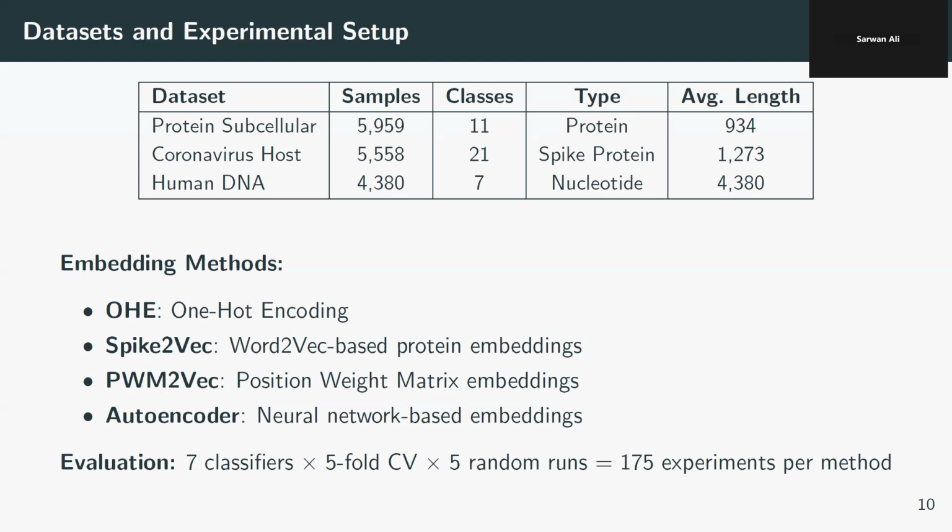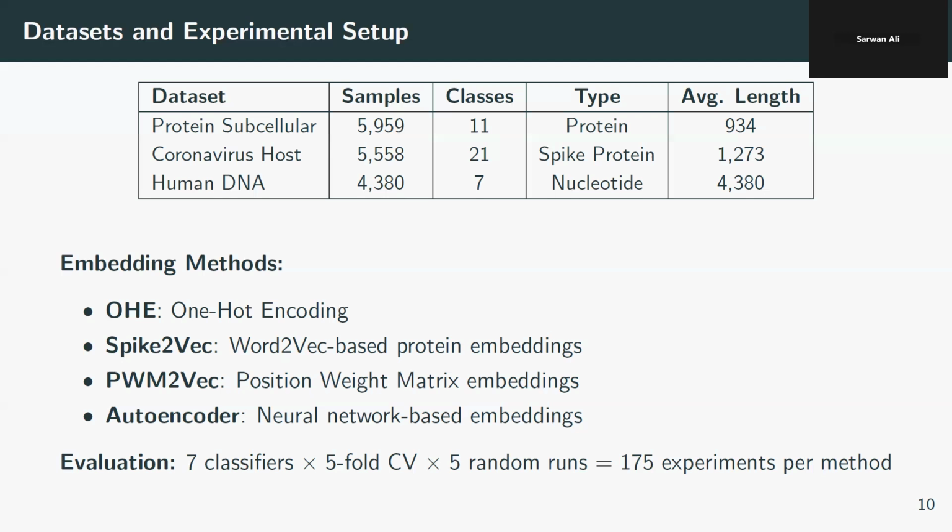The coronavirus host dataset contains over 5,500 spike protein sequences from 21 different host species, and the human DNA dataset has 4,380 nucleotide sequences across seven gene families. We tested four different embedding methods, from simple one-hot encoding to sophisticated neural network embedding. This let us see how our method performs across different feature representations.